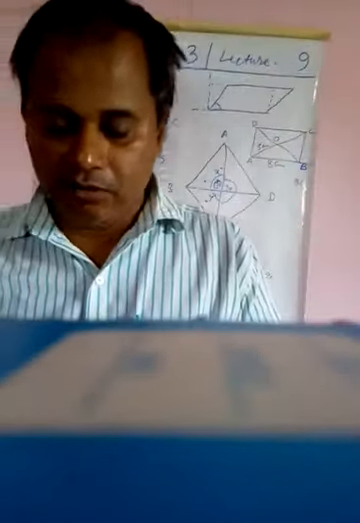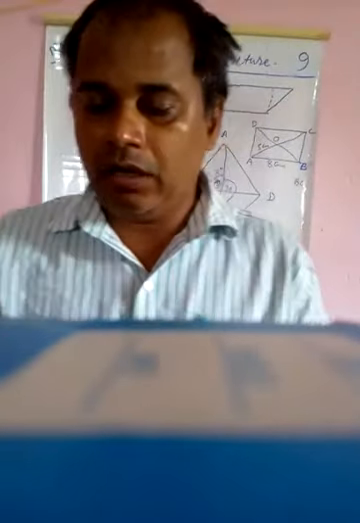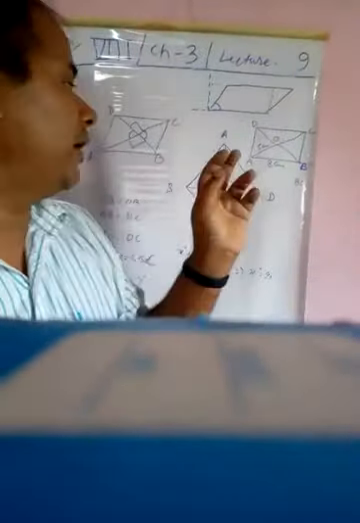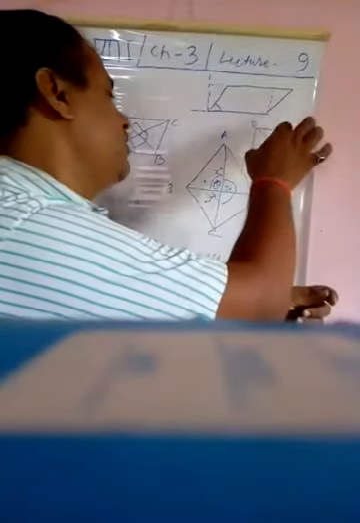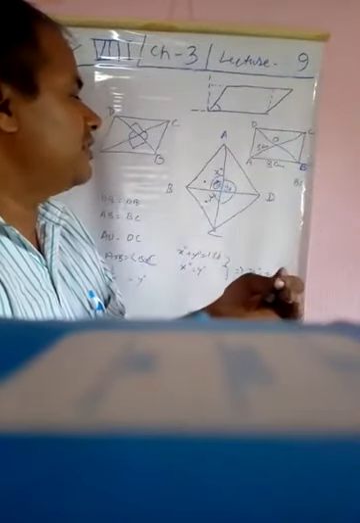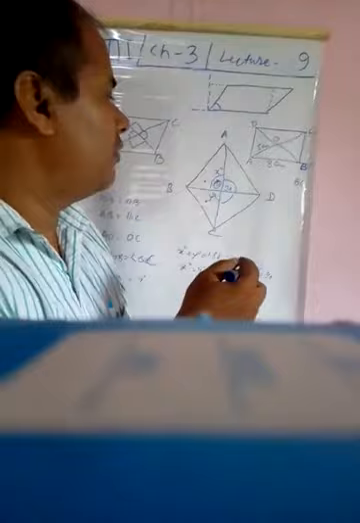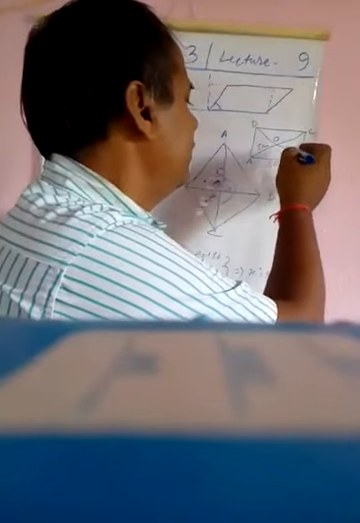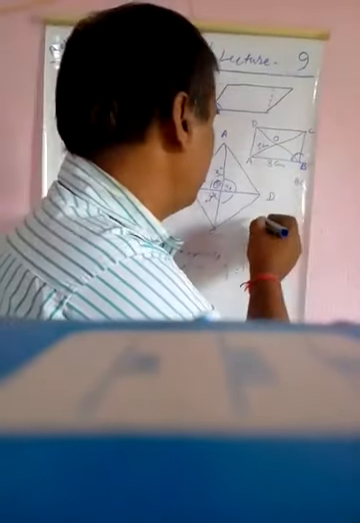So AB is equal to 8 centimeter. Therefore, now AC is equal to AO plus OC. AC is equal to OA plus OC. So AC is equal to 10 centimeter, and this is the 90 degree. So AC is equal to 10 centimeter.